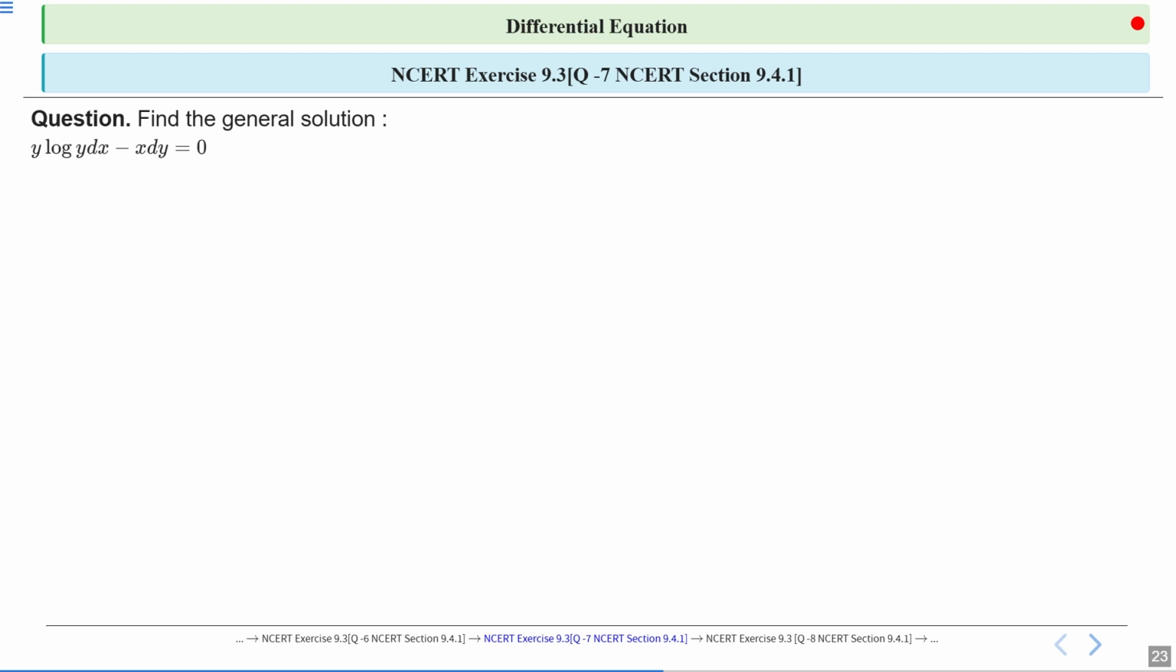So we just separate it in such a way that y log y comes with dy and the term x comes with dx. Then integrate to find the general solution. Okay, so let's try.